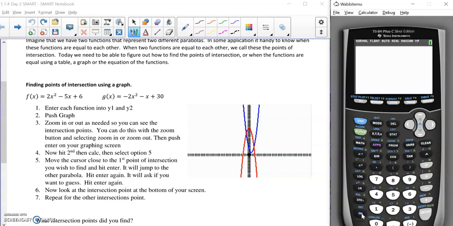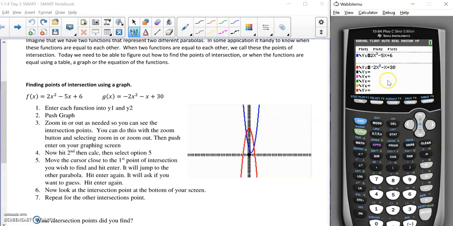So make sure you have those. Turn that thing on, and you're going to hit y equals. This is where you type in your functions. So in y1, you type in your first function, as I already have here. And then in y2, you type in your second function, as I also already have. If you're following along, this would be a good time to pause, grab your calculator, and type those equations in. I've also put all the step-by-step directions that I'm about to tell you here as well, so if you miss something I say, you can refer to those directions.